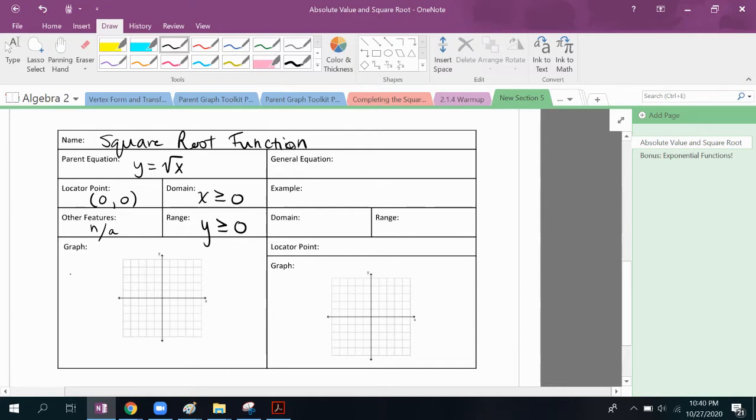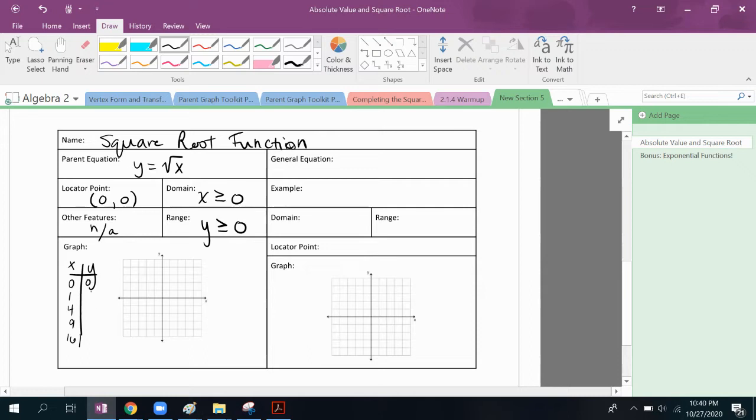Our graph: when in doubt, make a table. In this case, the table can be a little trickier to make to get integer values. So you really want to think about what can I plug in for x that's going to make my square root produce a nice number, right? Those are our perfect squares. So let's try plugging in 0, 1, 4. Other numbers you could plug in would be like 9, 16, and so on. Those won't show up on our graph though.